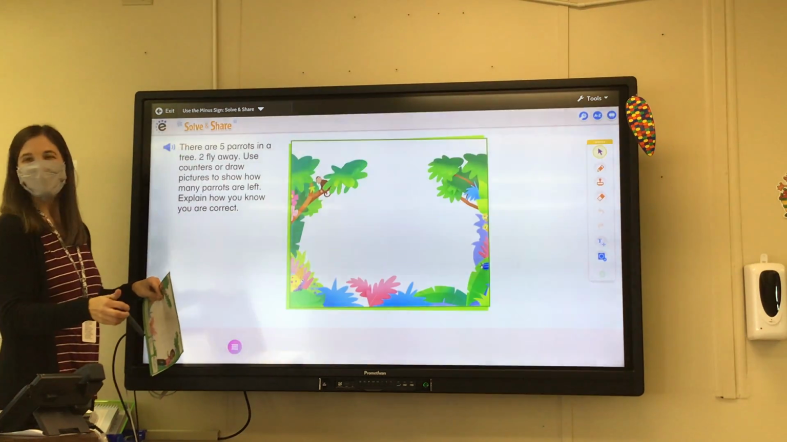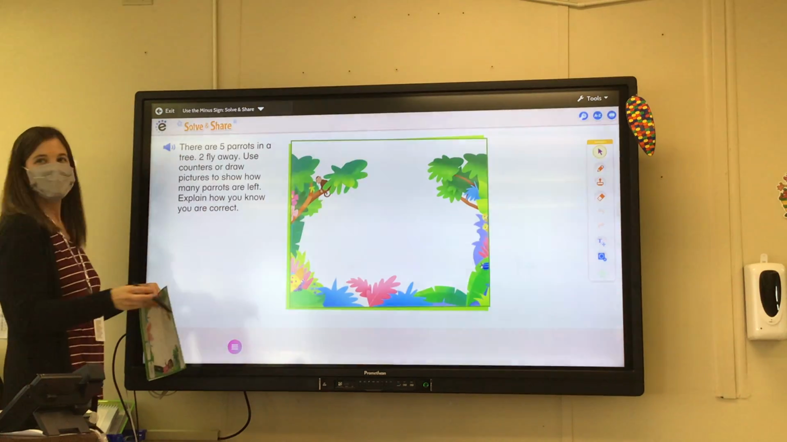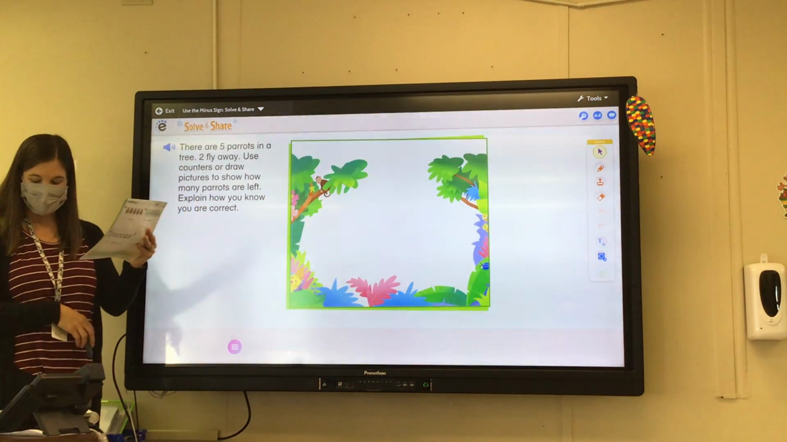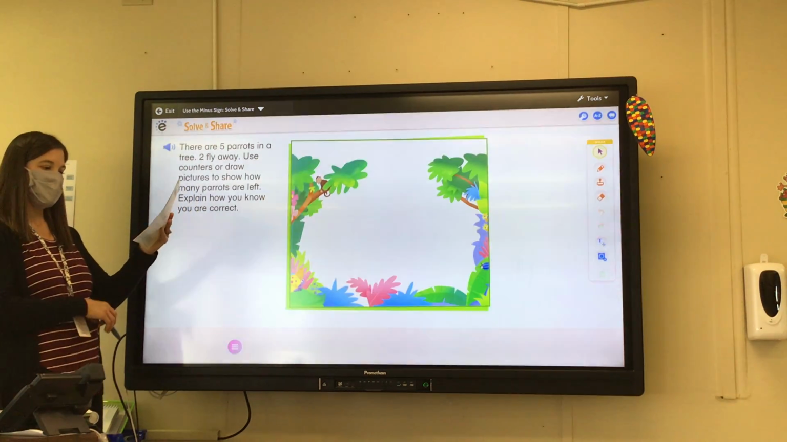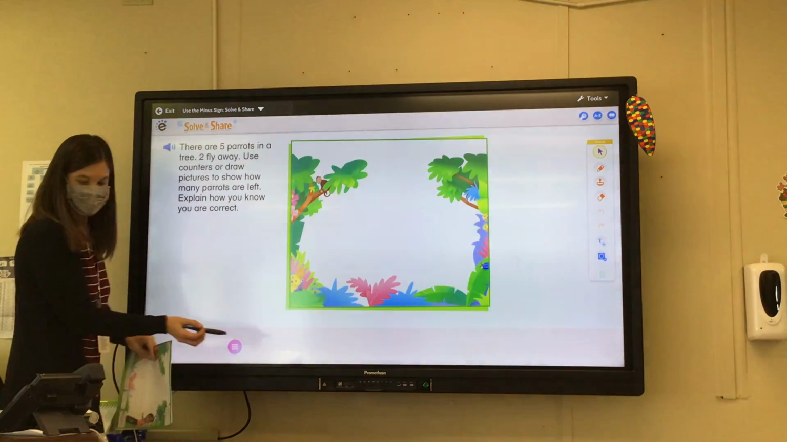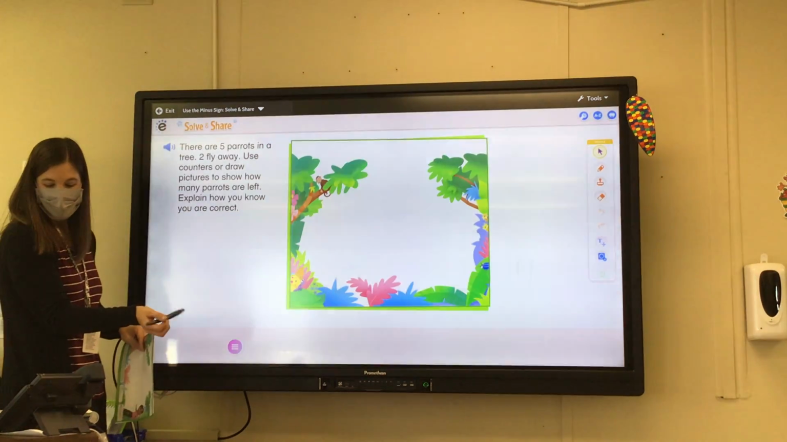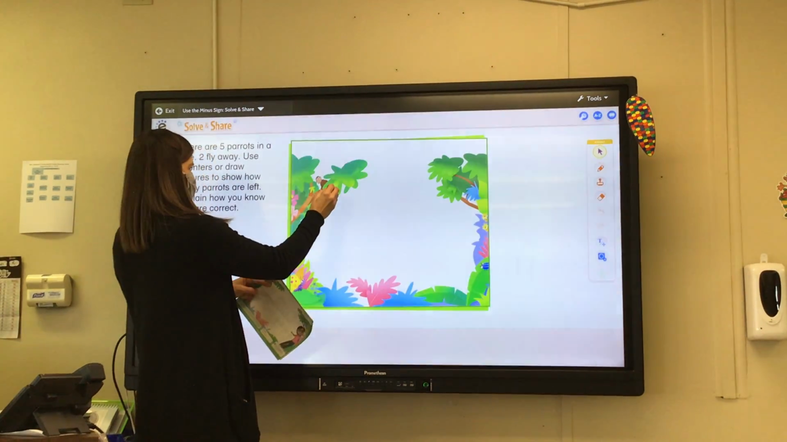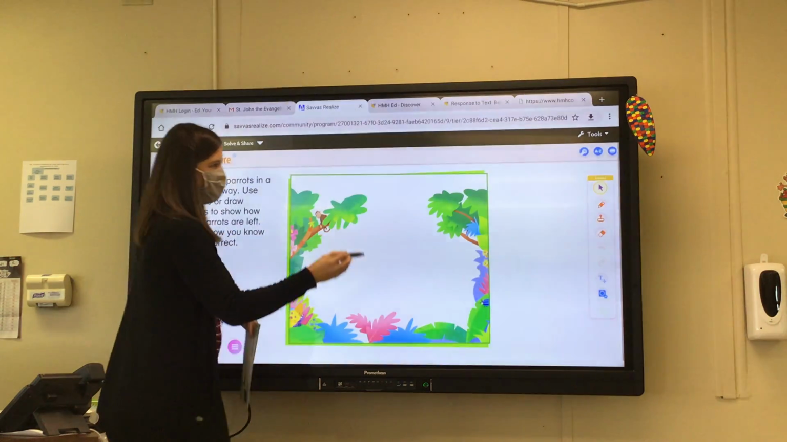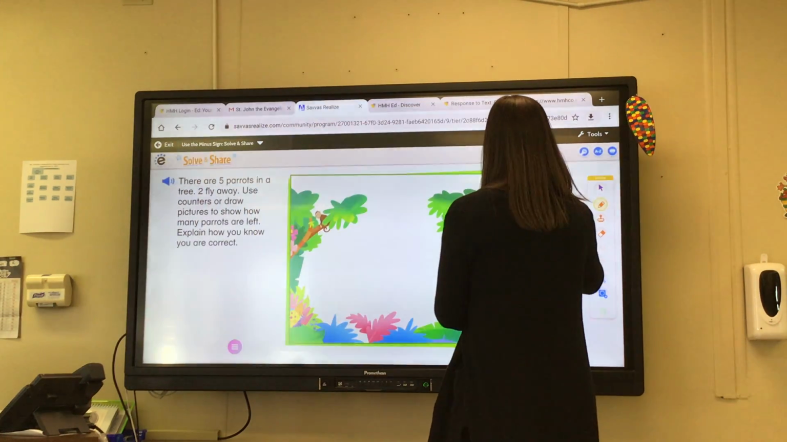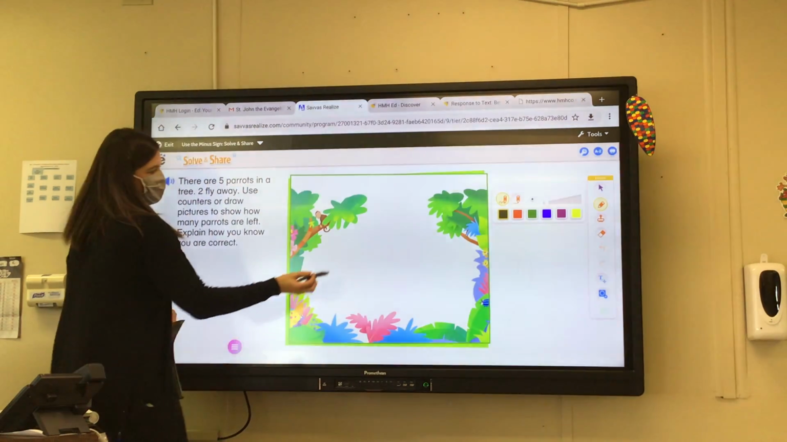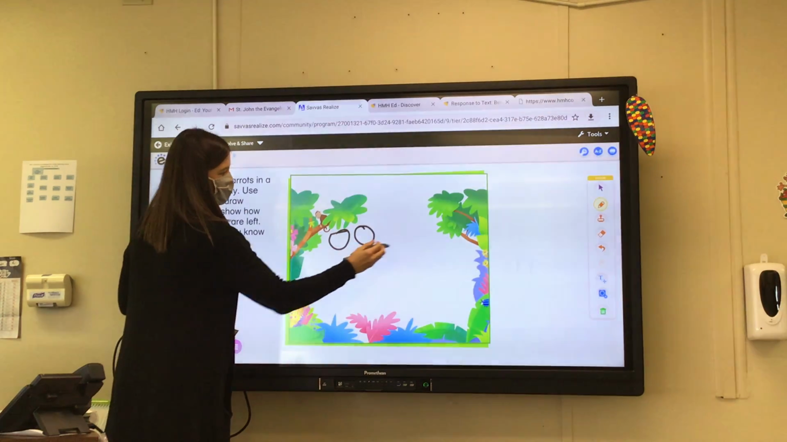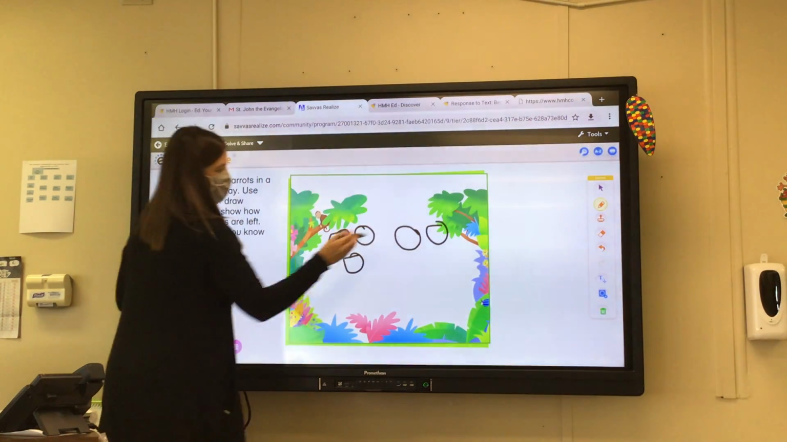There are five parrots in a tree. Two fly away. We're going to use counters or draw pictures to show how many parrots are left. So here we go. There are five parrots in a tree, two fly away. So here are my counters showing. Oops, must not have clicked on the screen. There we go. There are five parrots, but two flew away, right? So two are over here flying away.